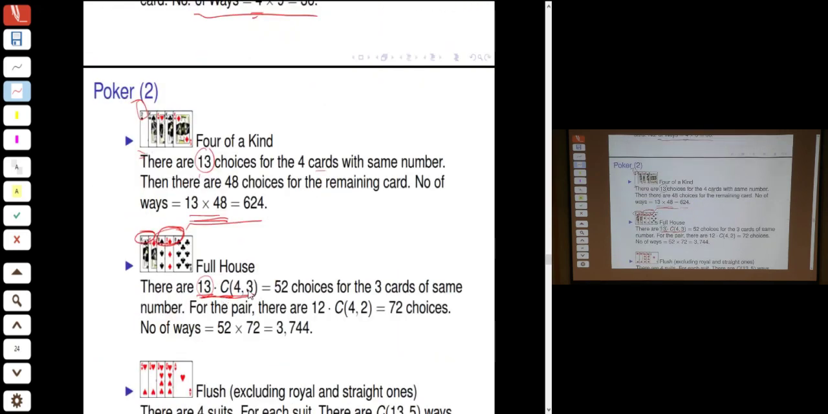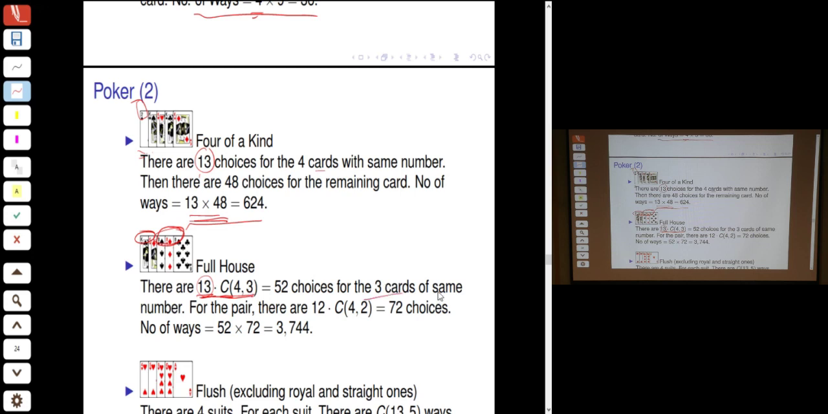So the total number of ways of picking the 3 cards that are going to be common is 13 times 4 choose 3: 13 for the number which is going to be repeated thrice, and 4 choose 3 for the 3 suits of that number which are going to be chosen. Okay.